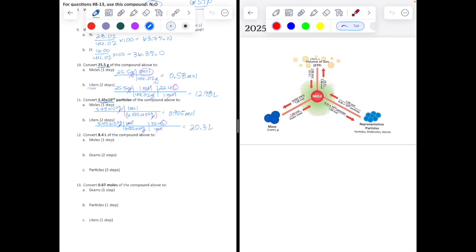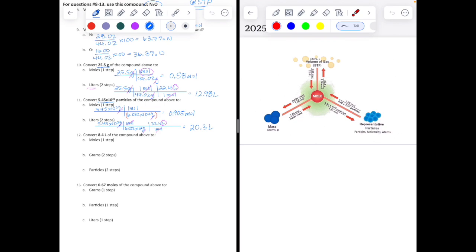And then for the last one, C, we're going to go from liters to particles. So we're going to start up here. We're going to go to moles, so we're going to use 1 mole over 22.4 liters. And then we're going to go to particles, so we're going to use Avogadro's number over 1 mole. So let's go ahead and set these up.